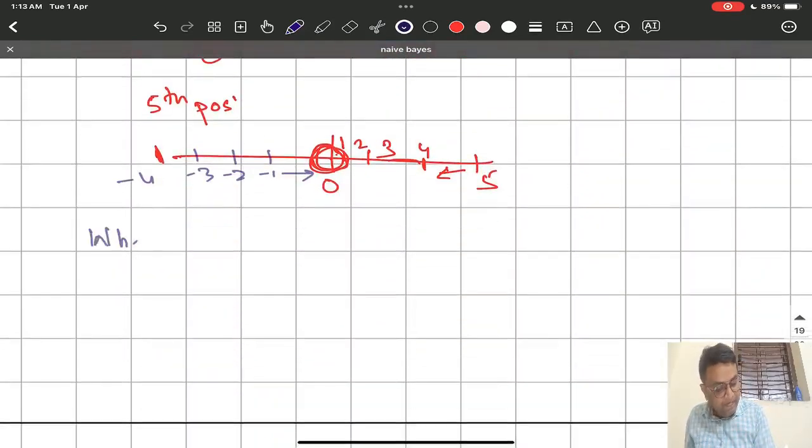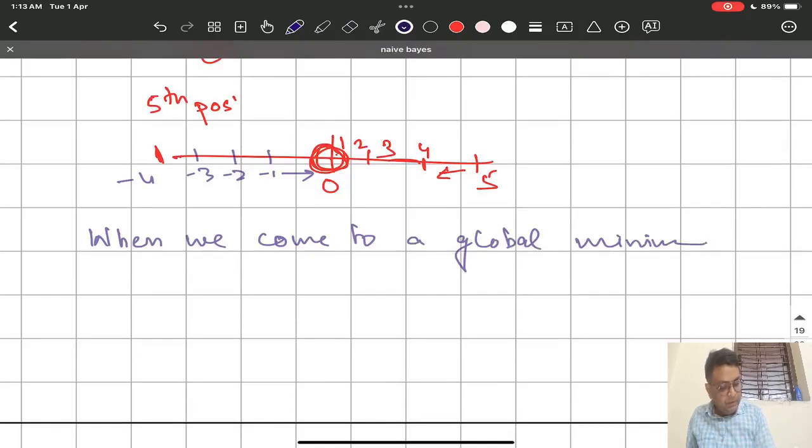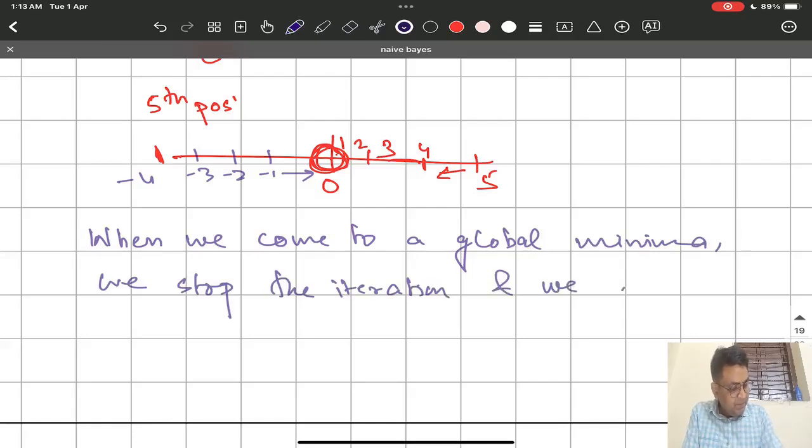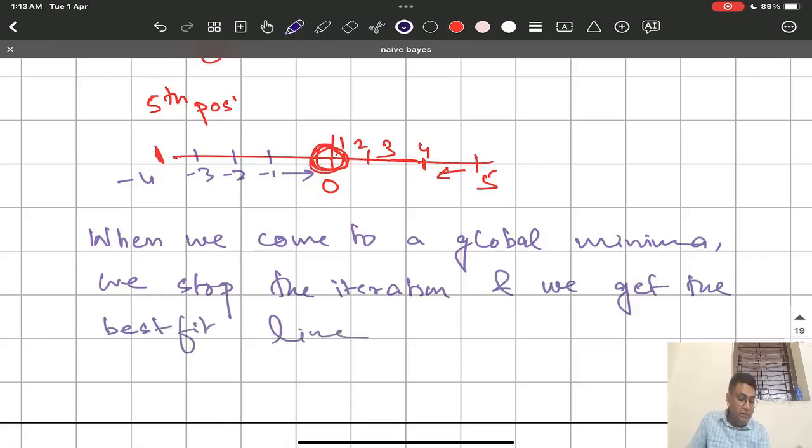When we come to a global minima, we stop the iteration. And we get the best fit line. मतलब everything is dependent on the gradient. Gradient is very important, or slope you can say. Slope से ही सब कुछ होता है. Keep in mind. ठीक है.